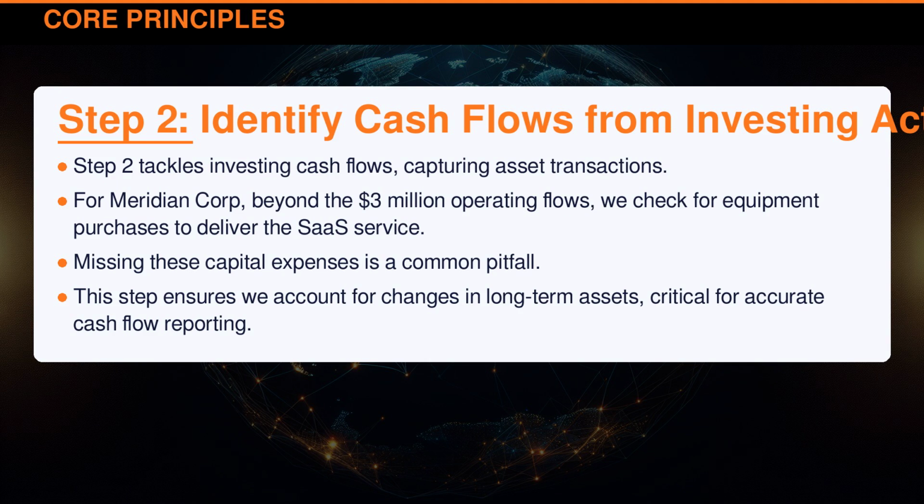For Meridian Corporation, beyond the $3 million operating flows, we check for equipment purchases to deliver the SaaS service. Missing these capital expenses is a common pitfall. This step ensures we account for changes in long-term assets, critical for accurate cash flow reporting.